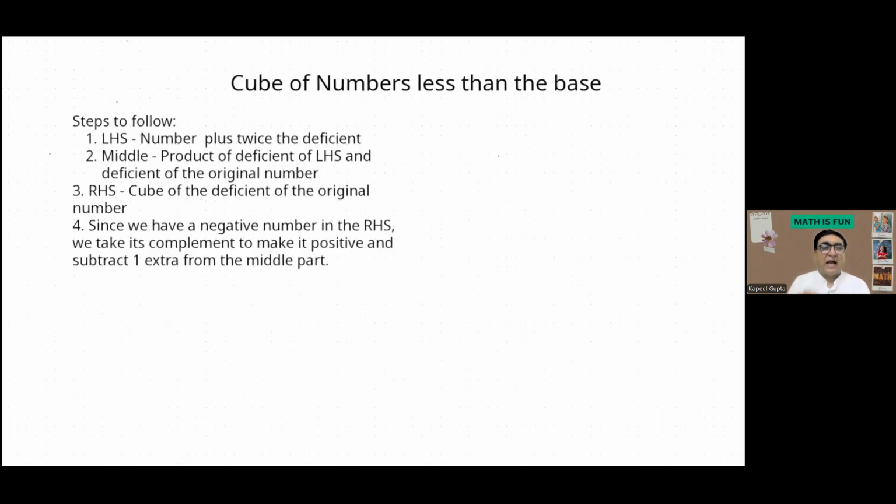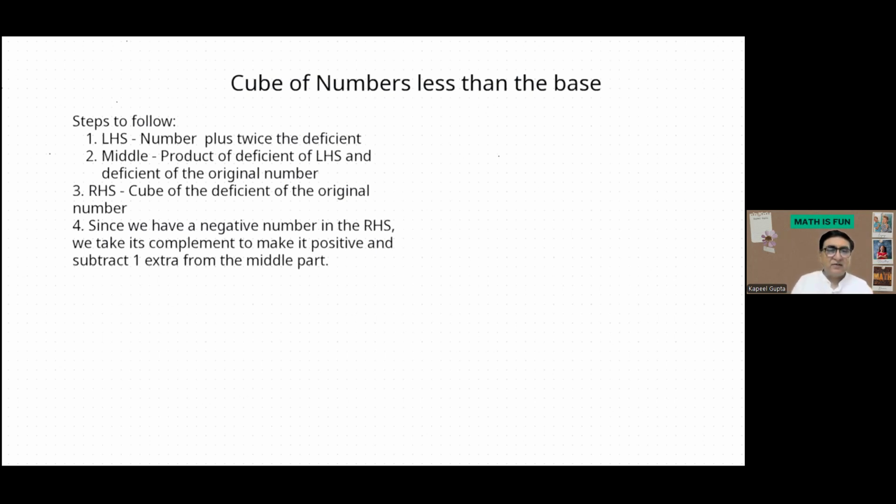And here is the whiteboard. So, for your benefit, I've already written the steps to be followed that you can actually copy. But of course, I'll help you solve a few questions too. But first, let's understand. Step number one, for the left hand side: that number plus twice the deficit. Number two, the middle number, because if you see in the three steps, I've written left hand side, middle, and the right hand side. That means the answer that we will get will be in three parts.